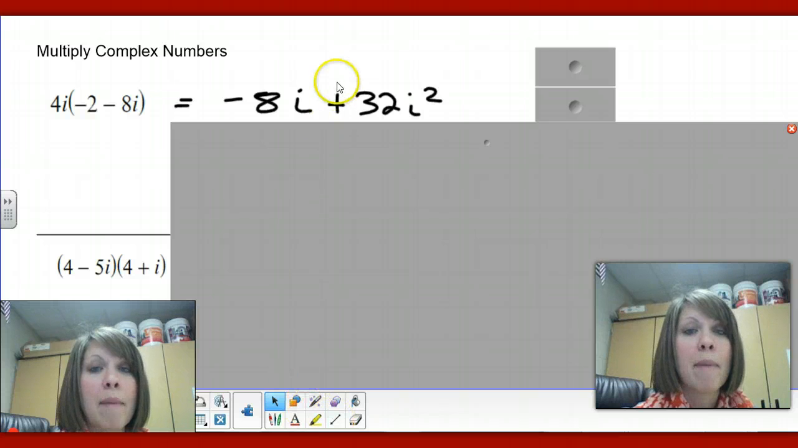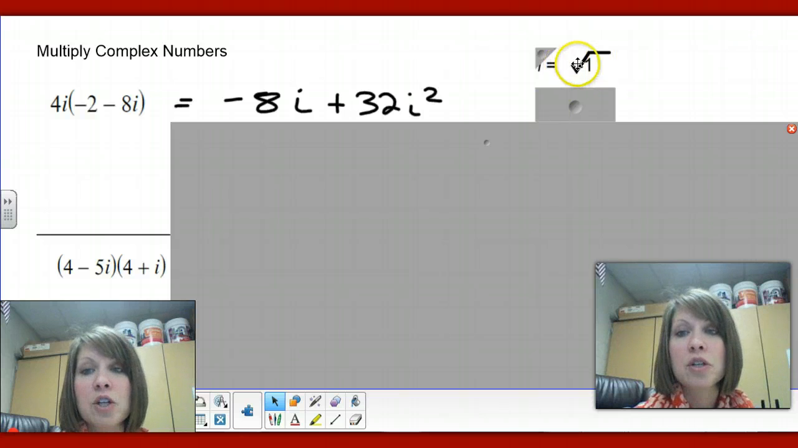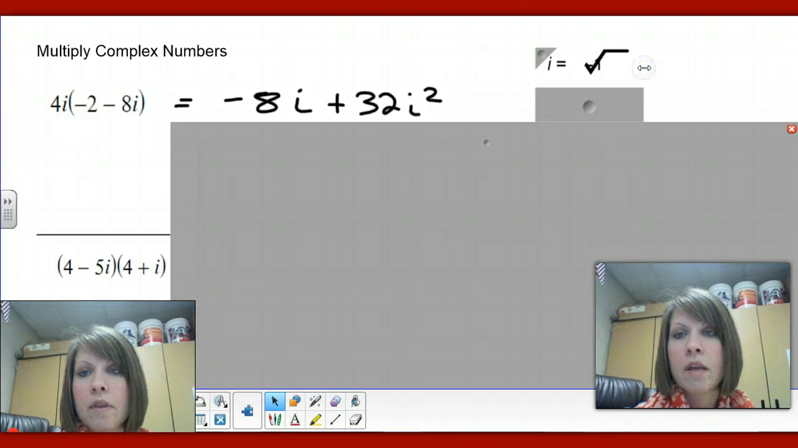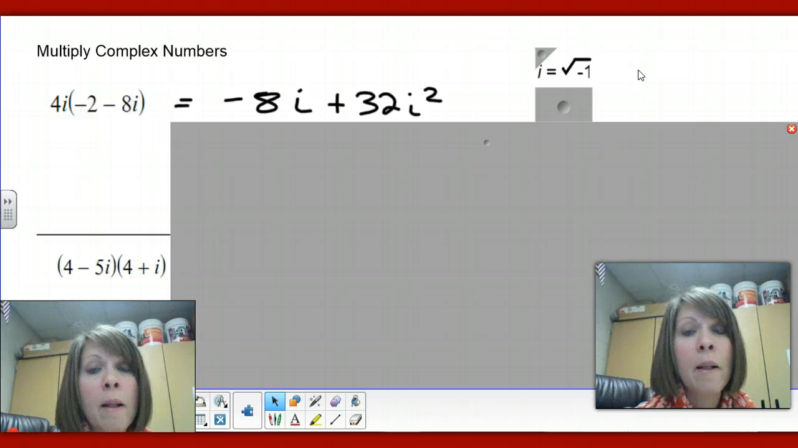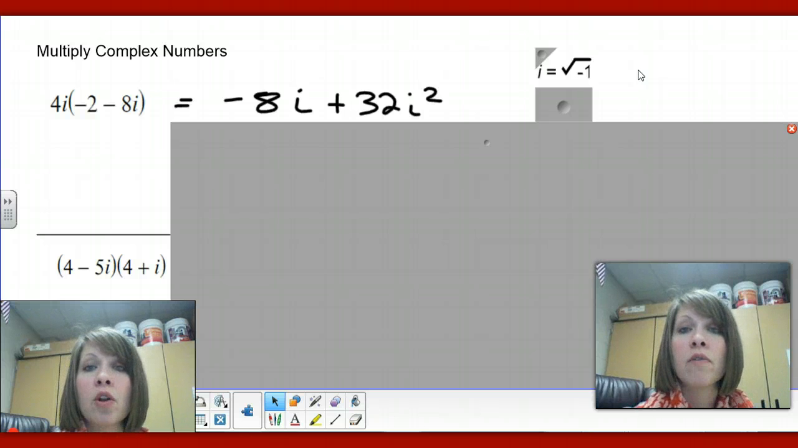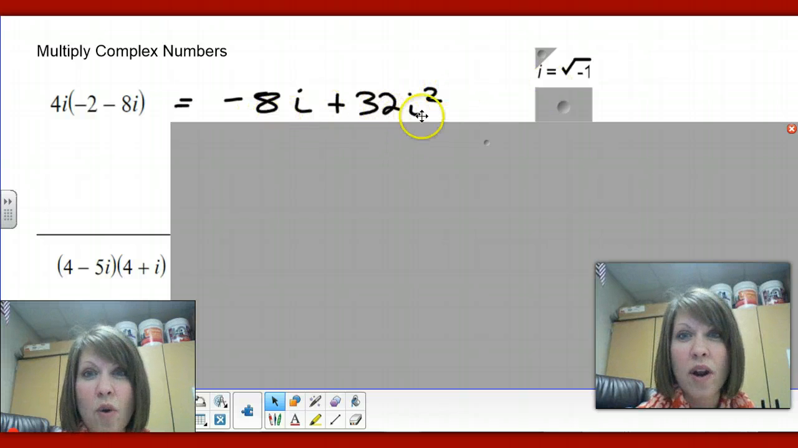All right, that should have been a minus 32i squared right there. The big deal here is that i actually comes from the square root of negative 1. I told you a minute ago that all of our answers should be in a plus bi form. This is not a plus bi form because we have this i squared in there.